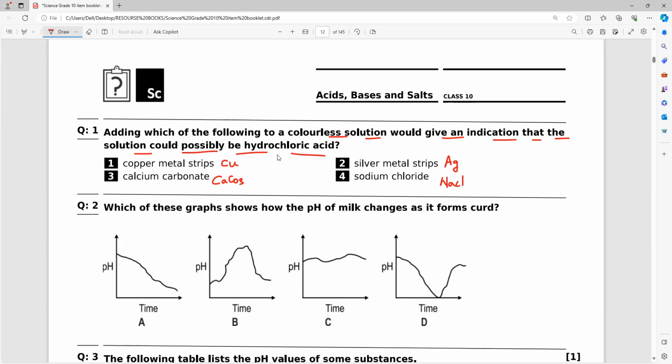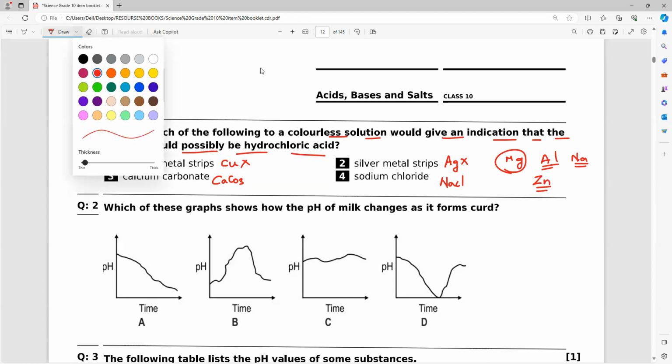So reacting with the metals, you can see magnesium you might be having. Magnesium reaction we have done, aluminum we have done, sodium we have done, and zinc we have done. Reaction of acid with magnesium, aluminum, sodium, and zinc, but not with copper or silver. Why can't? Because they are what? Anybody? They are less reactive or more reactive?